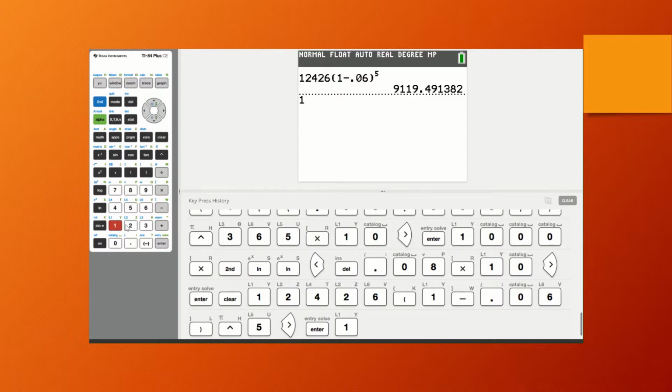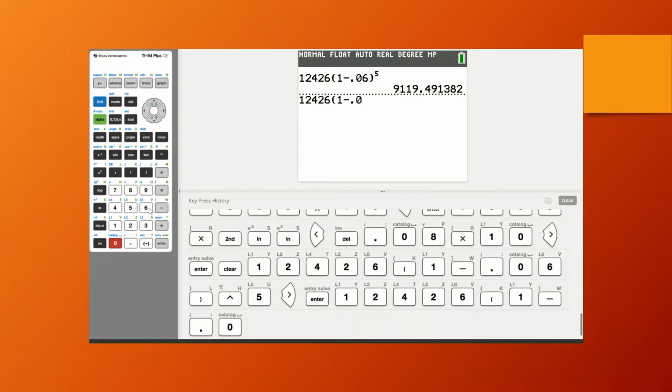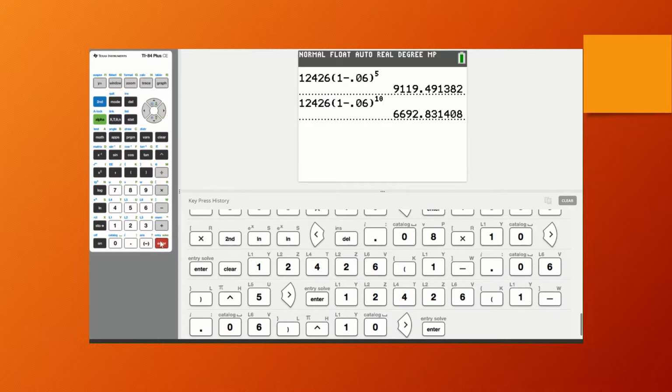Well, how about in 10 years, what do we expect? So I've got 12,426 times 1 minus the 6% rate of decay, or minus 0.06. Let's close our parentheses here, and now we're going to raise this to the power of 10 for 10 years. Where do we expect this town to be 10 years later? Well, it's lost about half its population, hasn't it? We would say that would be 6,693, if I rounded that up, since it's 0.8.